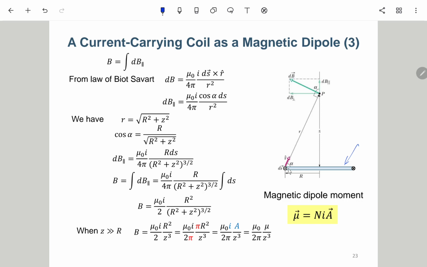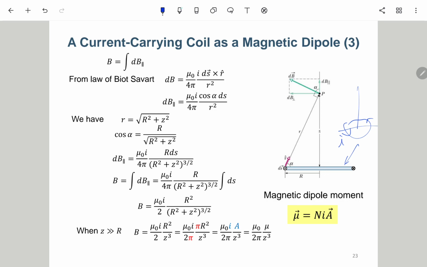the current is going out of the page, and this is going into the page. Okay, so somehow we have the current like this, counterclockwise. Actually we want to know the B field along this z-axis. This z-axis is the axis of this circle, which means the line going through the center of this circle and also perpendicular to this circle. Okay, so this is the z-axis.